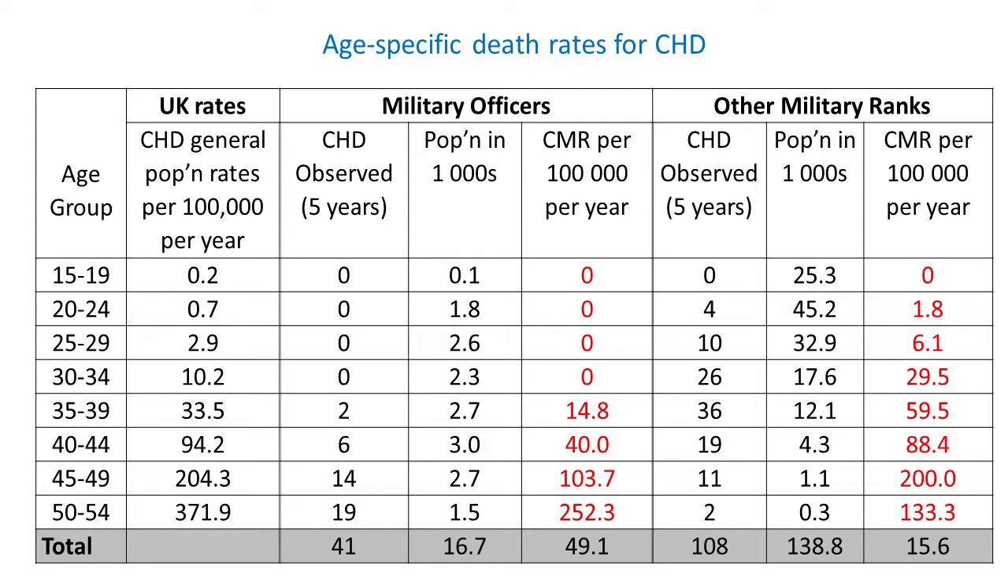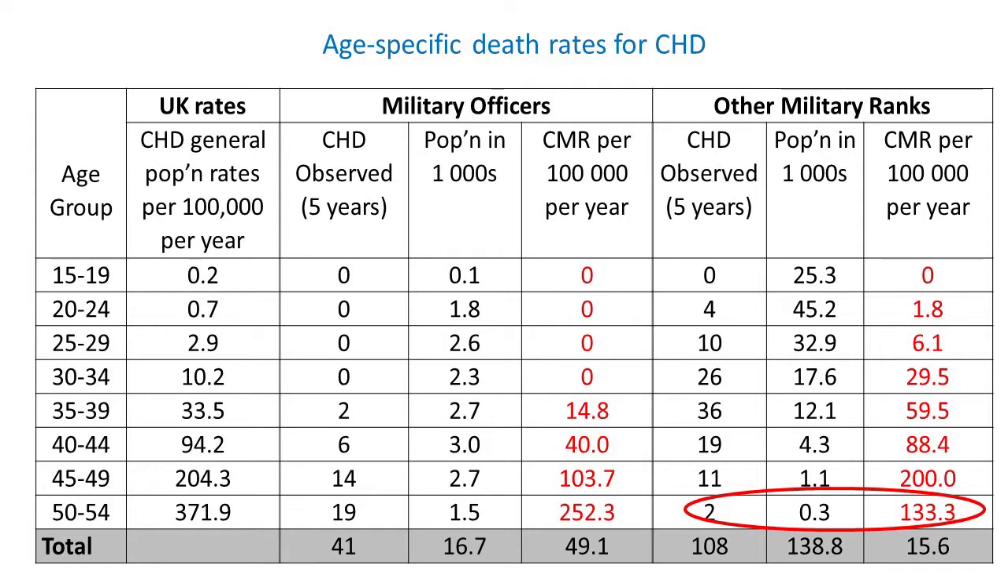Now if we look at age-specific death rates, we can see that the rates are lower for officers compared to other ranks within each age group. The only exception is among people aged 50 to 54. This could be due to the small sample size making the rate unreliable. Using age-specific death rates, our conclusion should be that military officers had lower risk of death by coronary heart disease compared to other ranks.